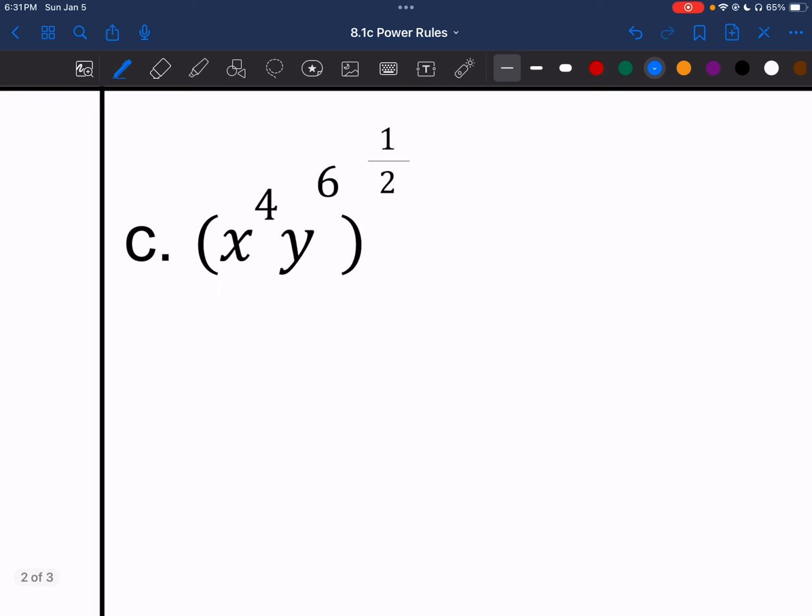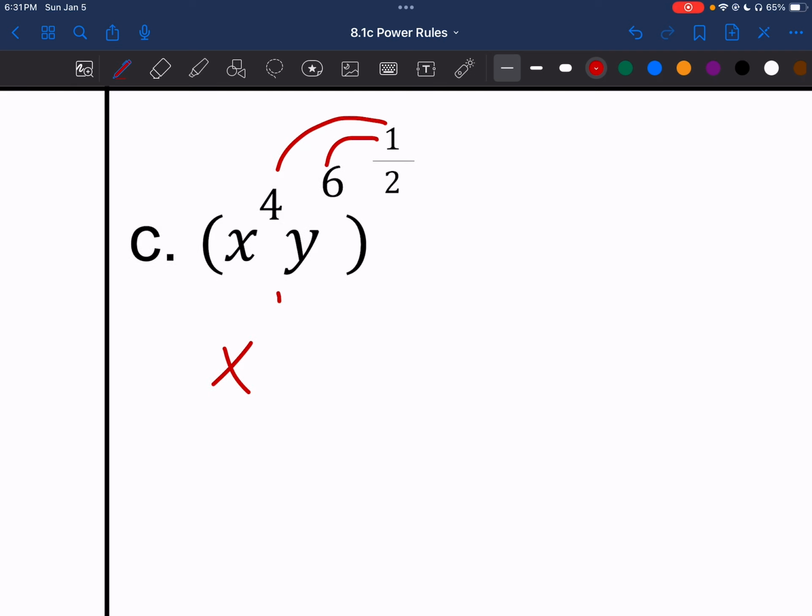All right, letter C. Again, we start off with, we're distributing 1/2. So we have x, and we've got 4 over 1 times 1 over 2, y to the 6 over 1 times 1 over 2. And when we go ahead and multiply those, 4 times 1/2 is 2. And y is going to be 6 times 1/2 is 3. So it's x squared, y cubed.